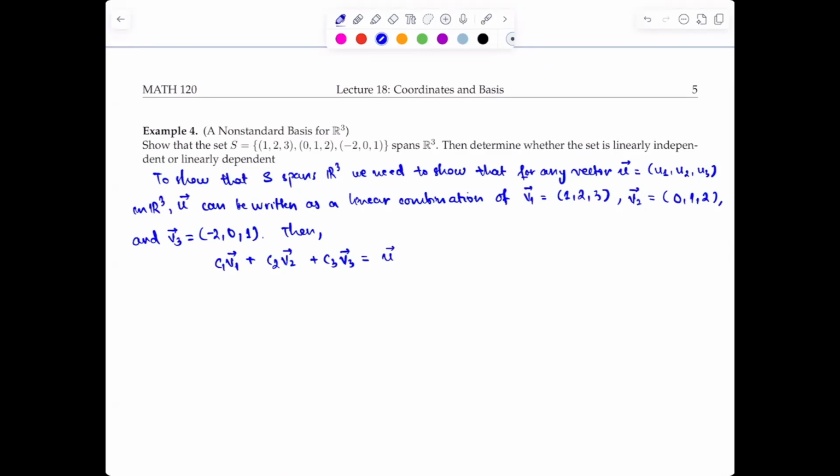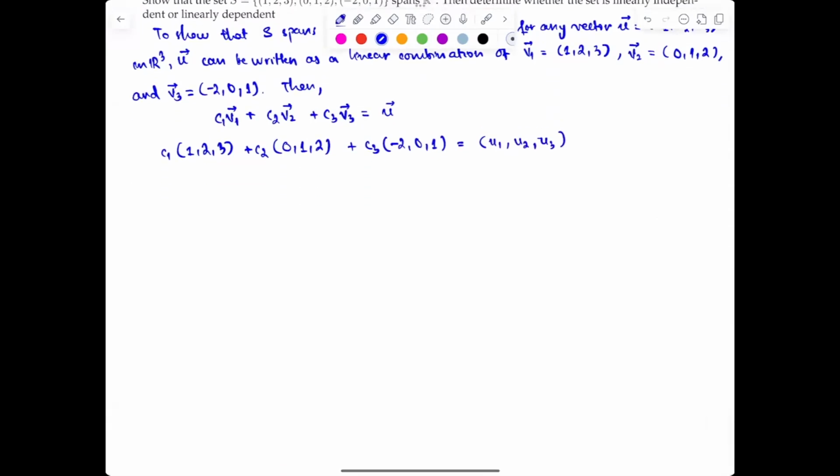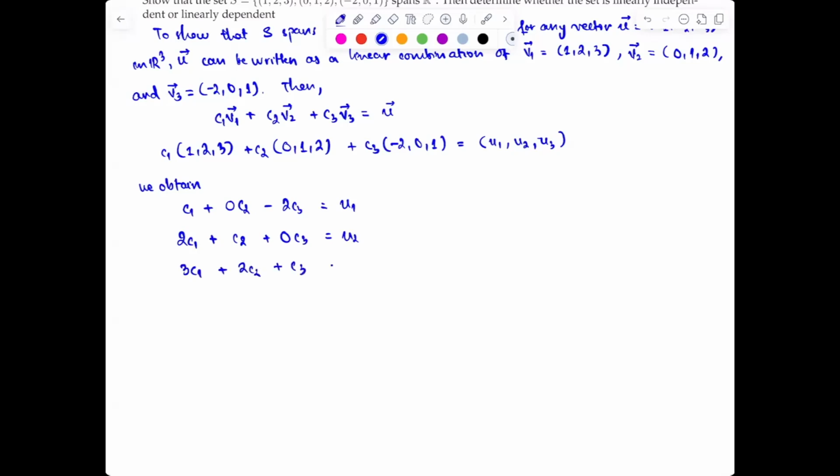Alright, so you know the value of V1, you know the value of V2, and you know the value of V3. U is written as U1, U2, and U3, so substitute that information into our equation. You get C1 times (1, 2, 3) plus C2 times (0, 1, 2) plus C3 times (-2, 0, 1), equal to (U1, U2, U3). And from here, we obtain a system of 3 equations. The first equation is C1 plus 0 C2 minus 2 C3 equal to U1. In the second equation, you combine the values from the second component, that is 2C1 plus C2 plus 0 C3 equal to U2. And for the last equation, you look at the third component, that is 3C1 plus 2C2 plus C3 equal to U3.